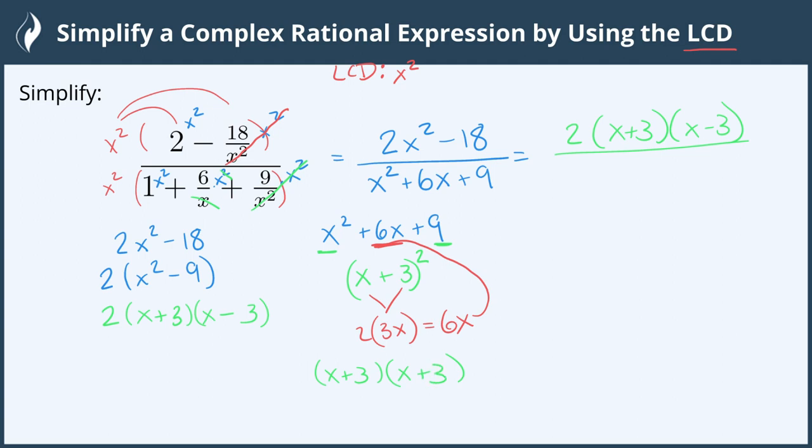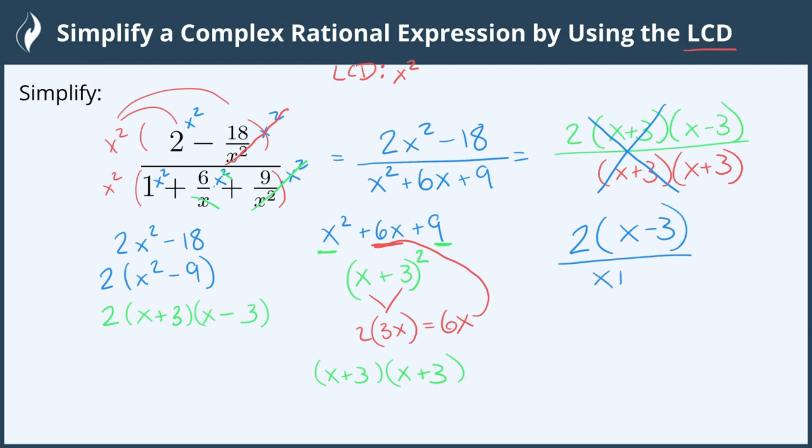So let's go ahead and we'll write it out in the expanded form of x plus 3 times x plus 3. And now we can see that we can simplify this expression further by x plus 3 divided by x plus 3, canceling out, leaving us with 2 times x minus 3 over x plus 3. And now we're all done. We've simplified this complex rational expression into something much easier.